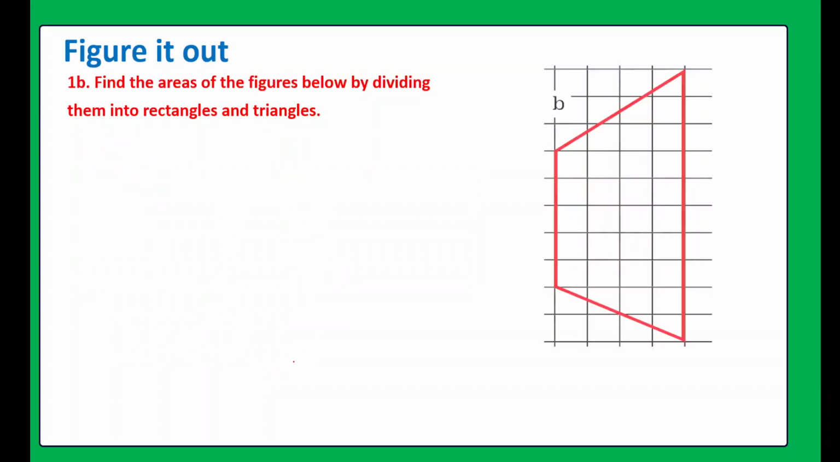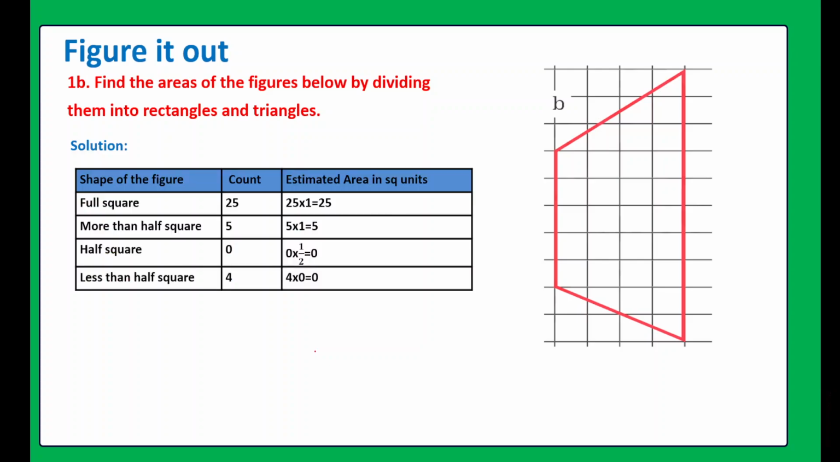Let us see, figure it out. 1, subsection B. Find the area of these figures below by dividing them into rectangles and triangles. Now, let us see how many full squares are there. If we count here, there are 25 full squares. 1, 2, 3, 4. Like that, if we keep on continuing, we will get 25. So, full squares are 25.